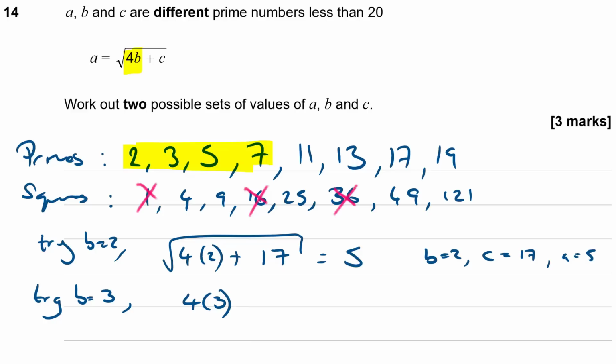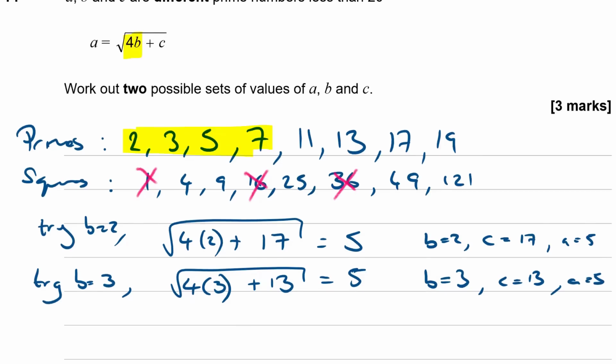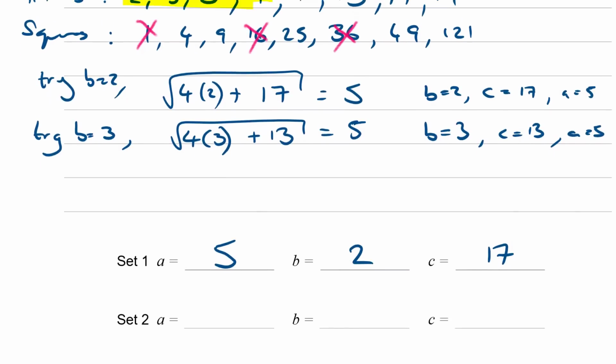So 4 times 3 plus 13 is 12 plus 13, which is 25 again, and the square root of that is 5. So again here b is 3, c is 13, making a 5. Now it doesn't matter that I'm repeating a twice, so these are still 2 sets of results. So a is 5, b is 3, c is 13.